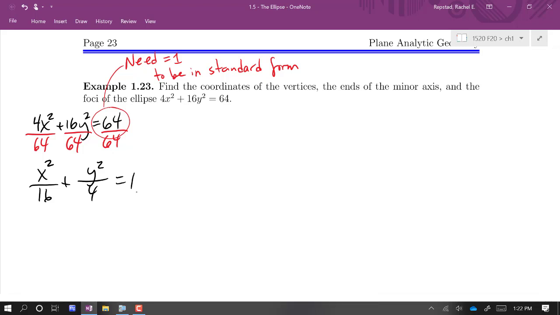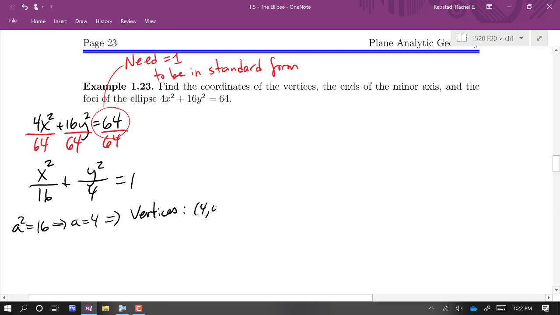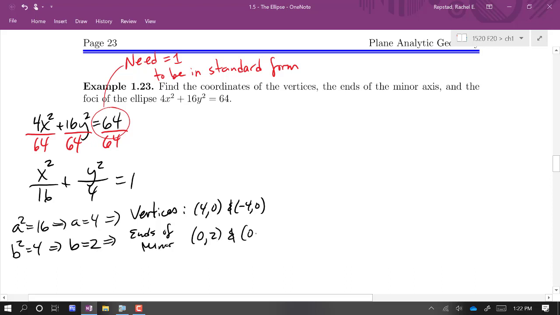We could tell, now that it's in standard form, that this is oriented horizontally. The bigger number is under the x squared. A squared is 16, which means a is equal to 4. And so the vertices are at (4, 0) and (-4, 0). B squared is equal to 4, so b is 2. And that means that the ends of the minor are at (0, 2) and (0, -2).